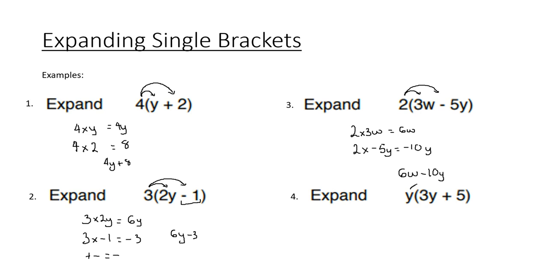And our final example for now, y times 3y, and then y times 5. So remembering from yesterday's recap on our indices, we've got 3 and then y times y, so we have to add our powers, so we end up with 3y squared, and then y times 5 gives us 5y. Remember, in algebra the 5 comes first, then we put these two together, that's a positive, so we end up with 3y squared plus 5y as our final answer.